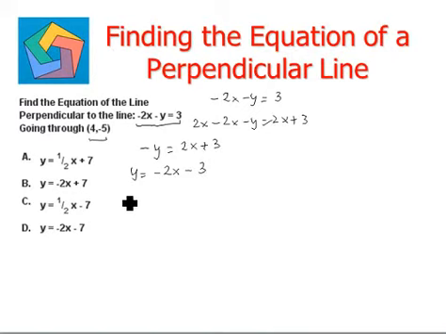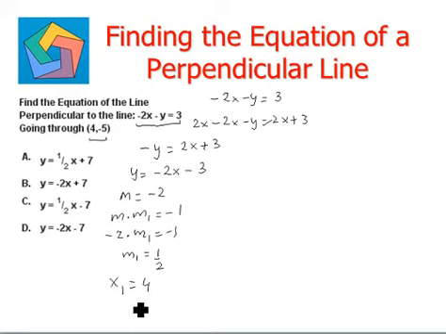From here we see m equals negative 2. So m times m1 equals negative 1. This is the relationship of slopes when lines are perpendicular. So negative 2 times m1 equals negative 1, so m1 equals 1 by 2. We have m1, we have x1 equals 4 and y1 equals negative 5.